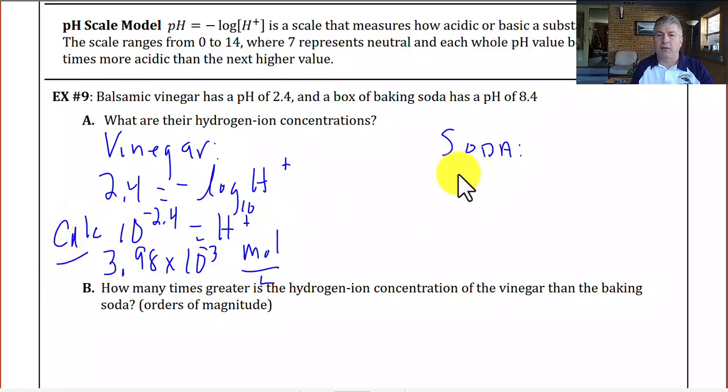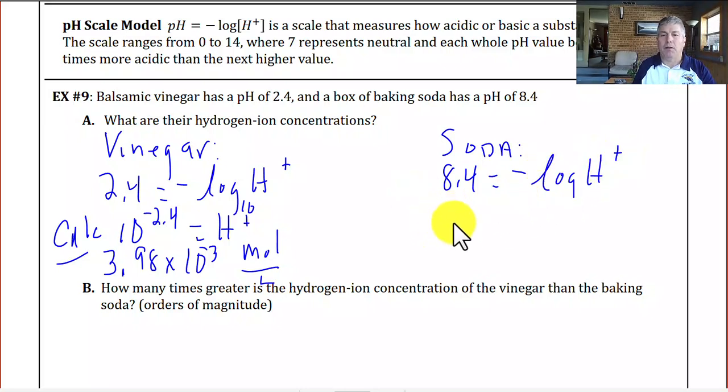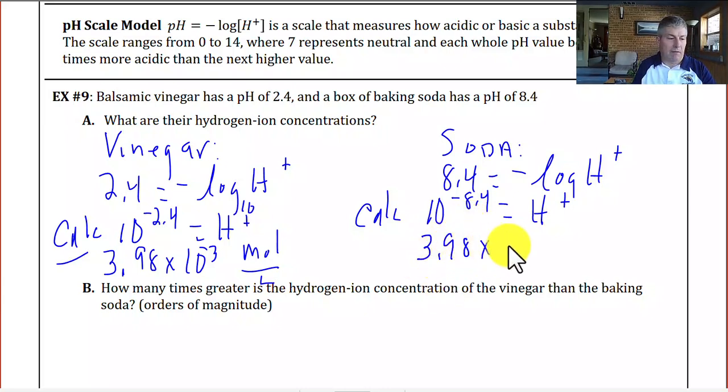So let's try the baking soda. We'll do the exact same thing. We get 8.4 equals the opposite of log base 10 of H plus. Putting this in exponential notation, we have 10 raised to the negative 8.4 equals H plus. When we put 10 to the negative 8.4 in our calculator, that's going to be a pretty small number, and it does come out to 3.98 times 10 to the negative ninth equals H plus.